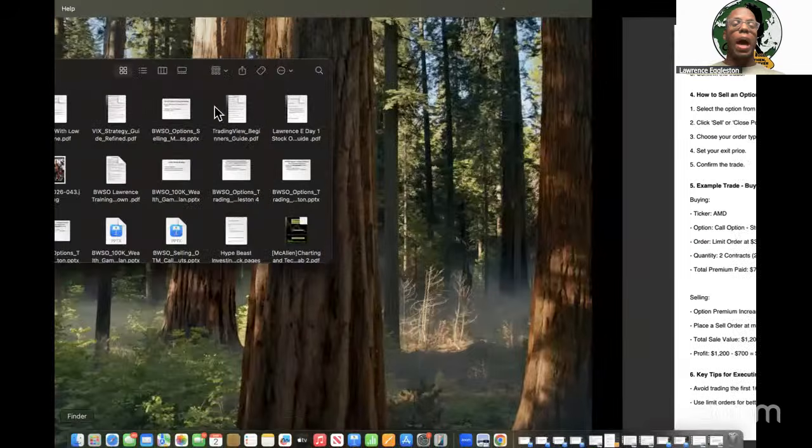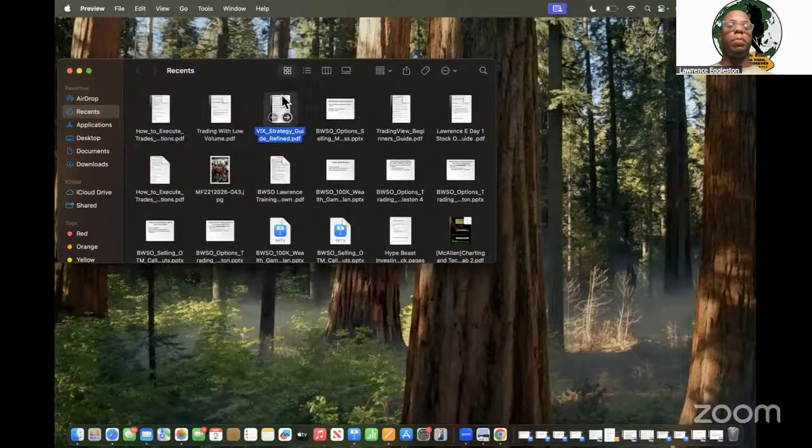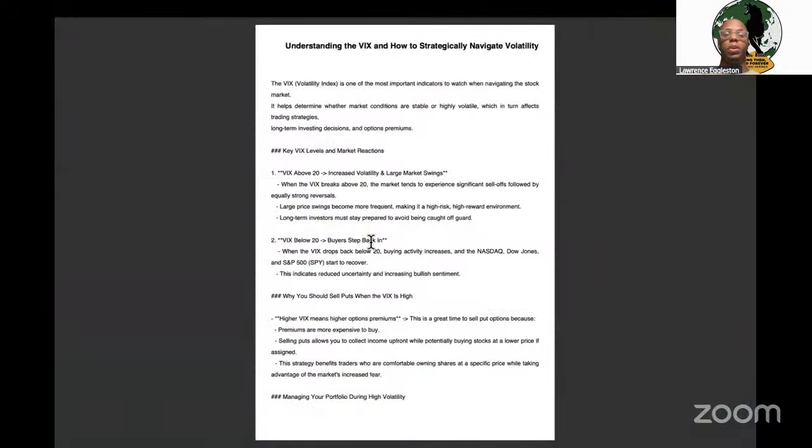So the VIX guide, I was trying to go over this today and wasn't able to go over it how I wanted to, so I want to double down on it. The VIX, the volatility index, is one of the more important indicators. The VIX is vitally important. Today, the VIX closed at about 21. Anytime the VIX gets above 20, that is where you see increased volatility. You see the large market swings.